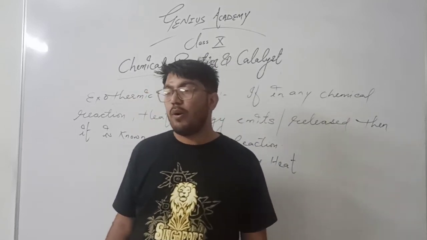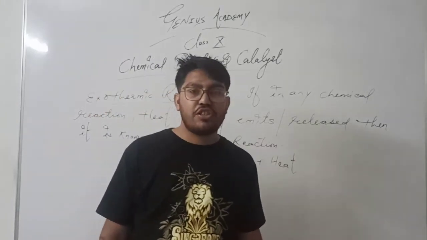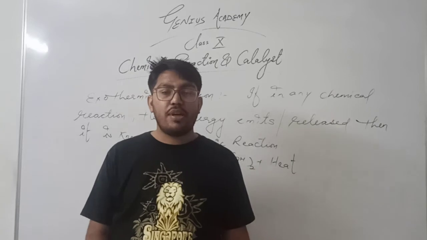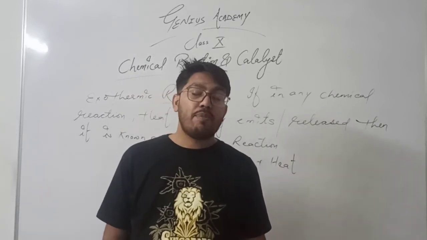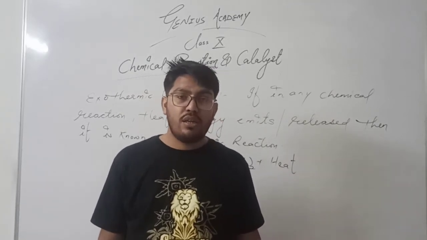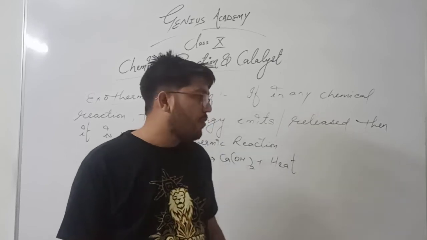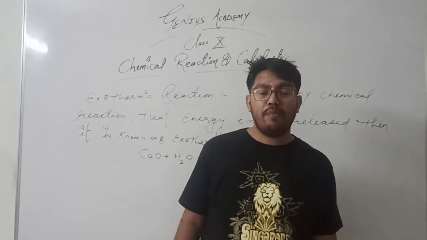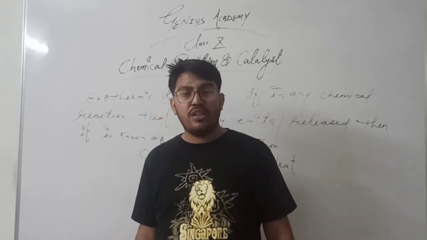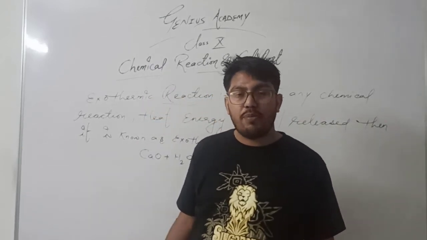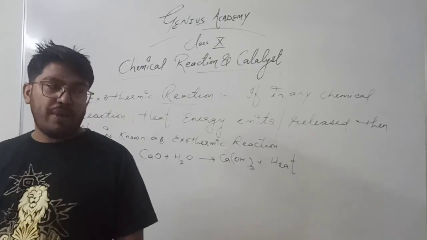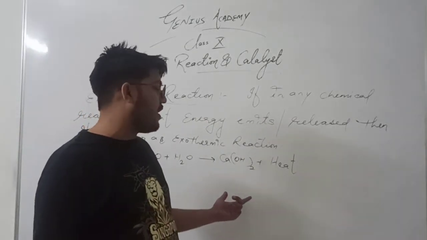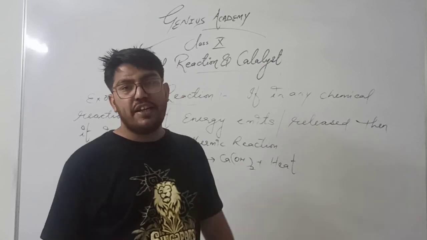Then we discussed exothermic and endothermic reactions. Endothermic reaction is when heat energy is absorbed in a chemical reaction, like burning of carbon and making tea. Exothermic is when heat energy is released or emitted in any chemical reaction. An example is CaO plus H2O forming Ca(OH)2 and providing heat.